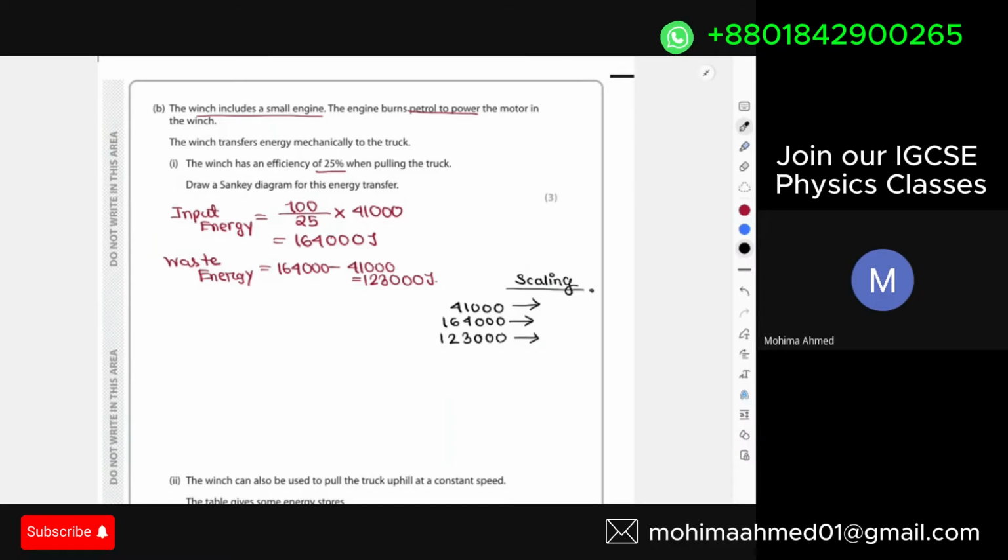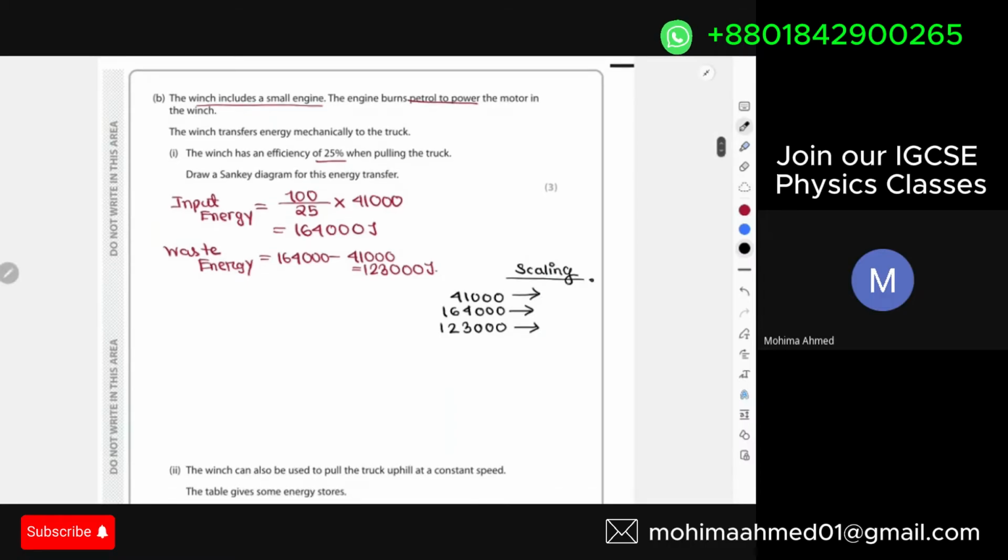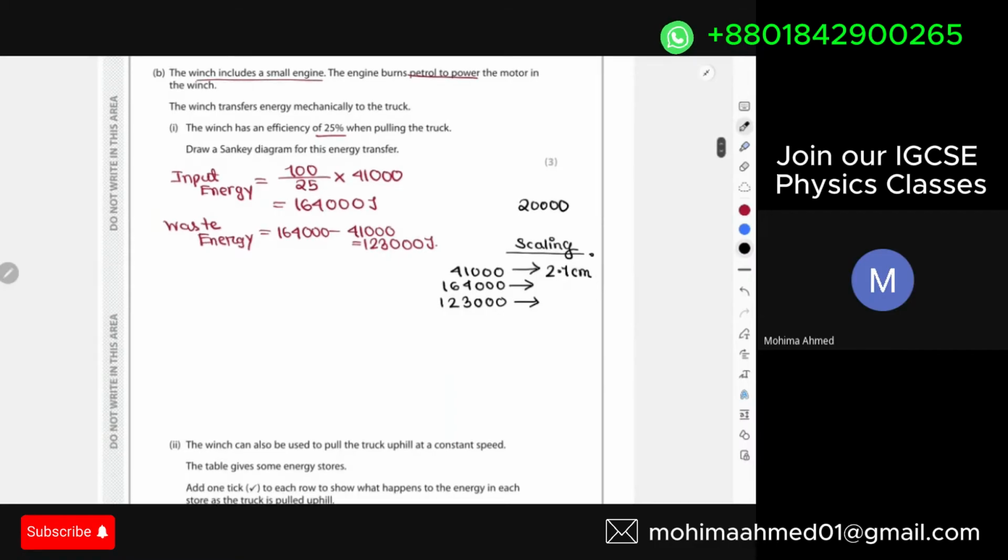Over here, I will be dividing everything with 20,000. Okay, so if you divide 41 with 20,000, you get actually 2.05. So 2.05 to two significant figures will be 2.1 centimeters. 164,000 divided by 20,000 gives you 8.2 centimeters. And then again, Miss, how do you work out the scaling?